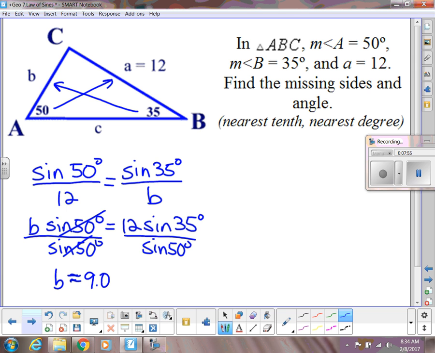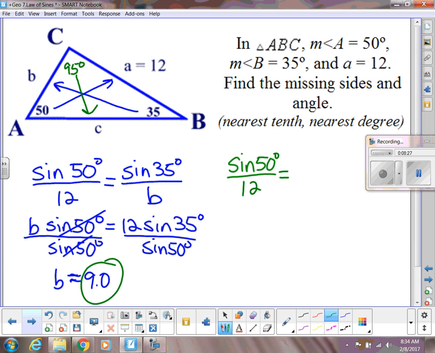All right, now for C, I would need to know the angle across from it, and we can do that by adding 50 and 35 together, which is 85, and then subtracting that from 180. So this is 95 degrees. So I'm going to use that in order to do law of sines for C. So I can do sine of 50 again over 12. I prefer to use the whole number that they gave me rather than this rounded side. So just be aware of things like that. That's going to be equal to sine of 95 degrees over C.